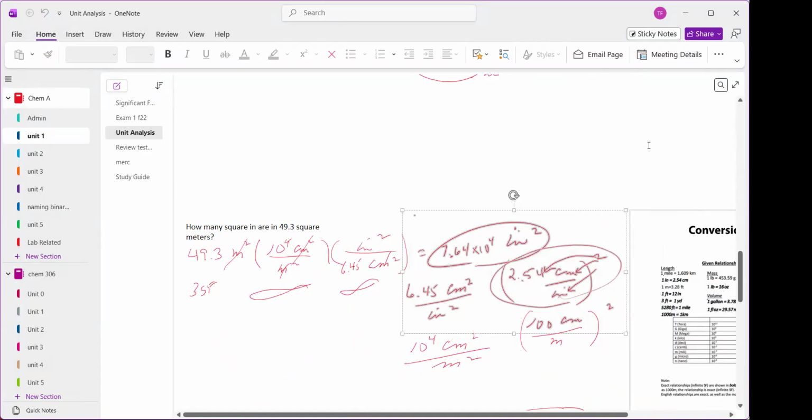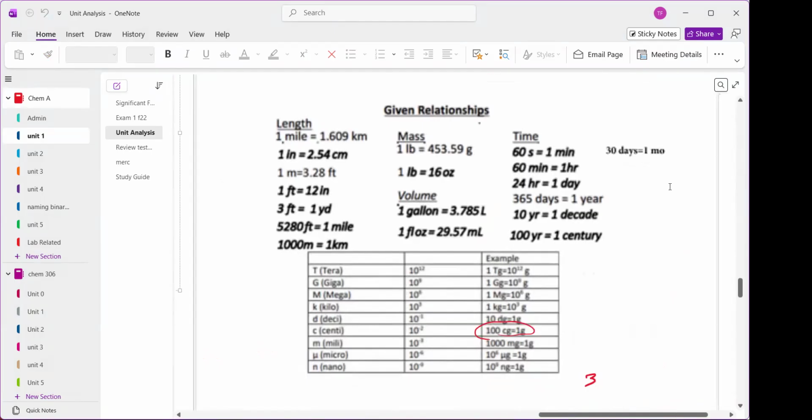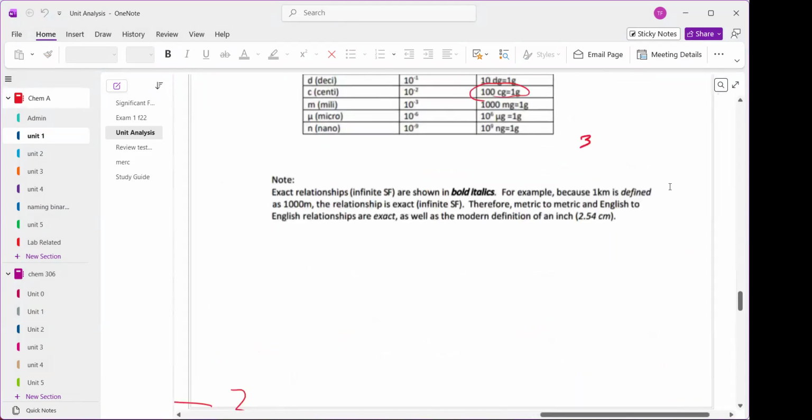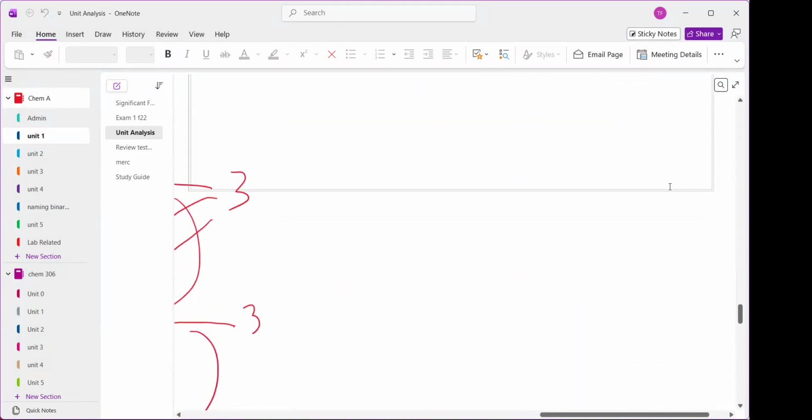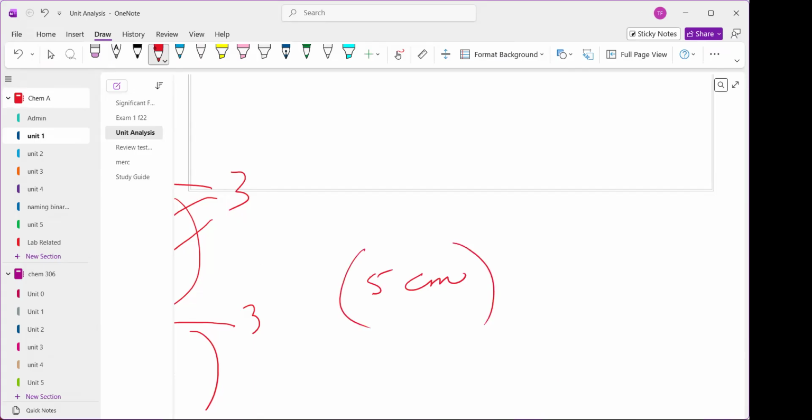Okay, so when we look at the conversions, notice there's no square conversions or cubic conversions. You have to make your own. To do that, we have to use a relationship. Now, if we want to work with cubic centimeters, we're going to cube that.